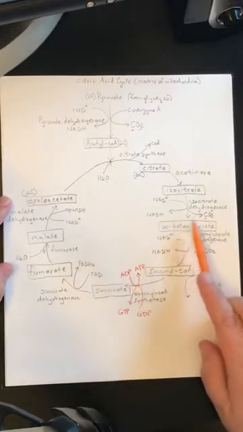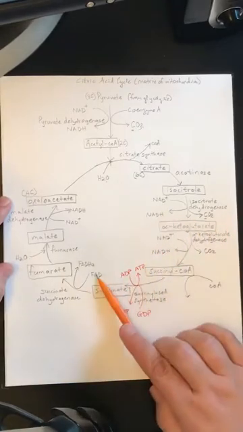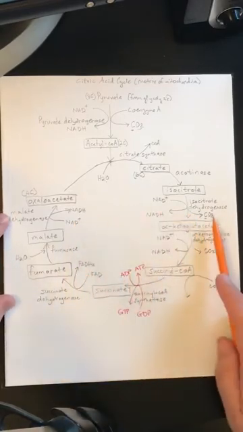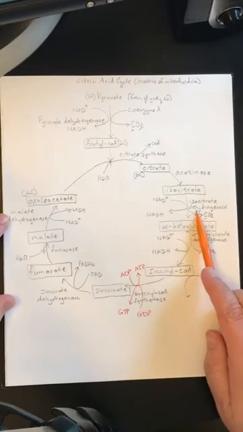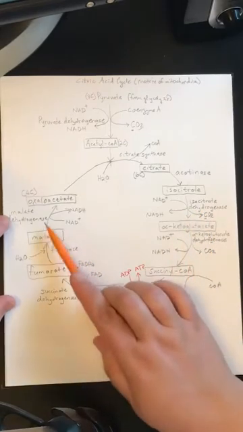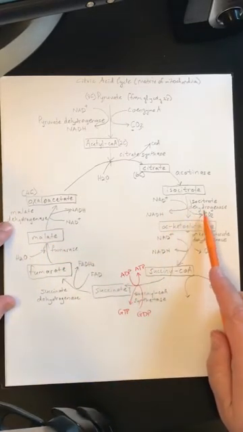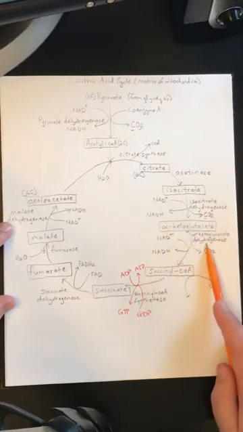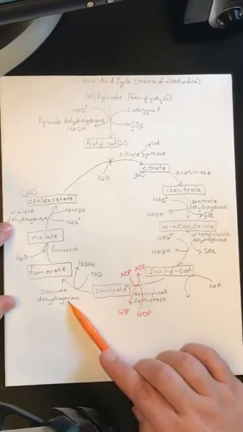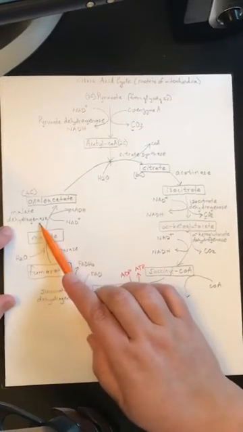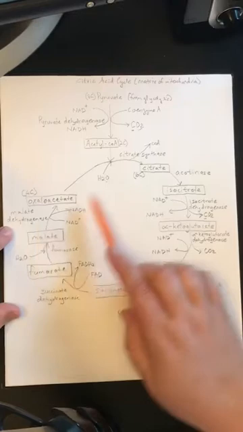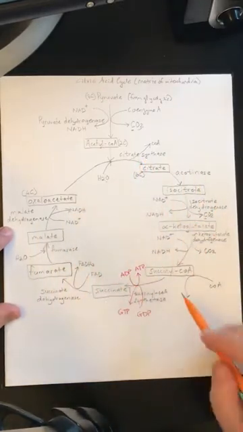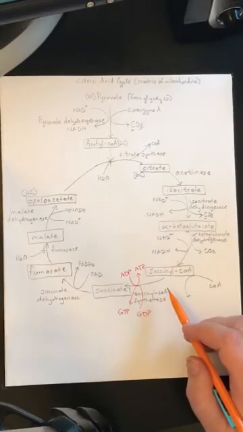Wherever you see NAD+ or FAD come in and play a role to add some reducing power, your enzyme name ends with dehydrogenase. So this is not too hard to learn. There's an isocitrate dehydrogenase, an alpha-ketoglutarate dehydrogenase, then a succinate dehydrogenase, and a malate dehydrogenase. So then the other enzyme names are easy to fill in. They're not going to be the dehydrogenases.